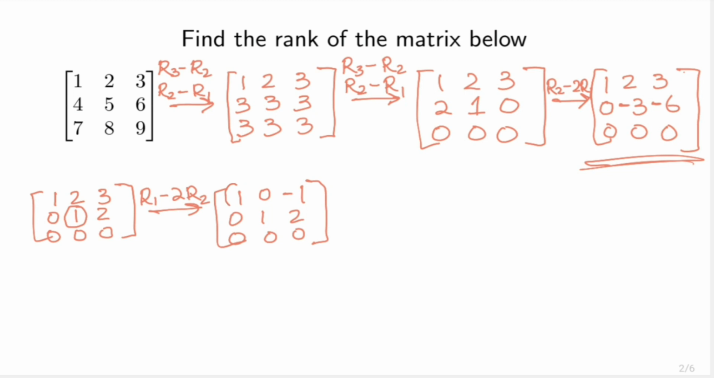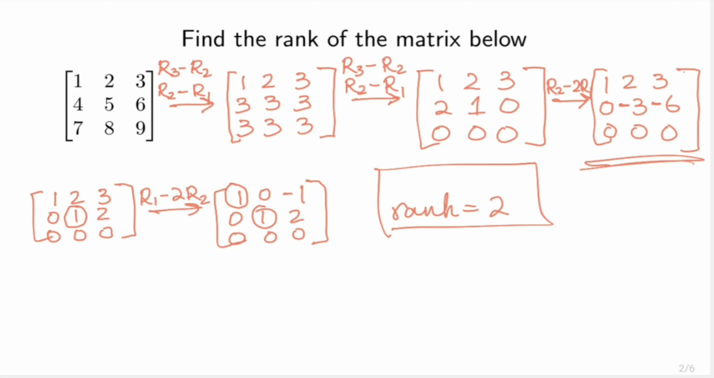And so now we can count the leading ones. There are 2 leading ones. That means that the rank of this matrix is 2. I know we didn't use a very direct method to do the row reduction, but it doesn't matter how you do the row reduction. You're going to end up with the same reduced row echelon form, and the number of leading ones is going to be the same, so the rank doesn't change.